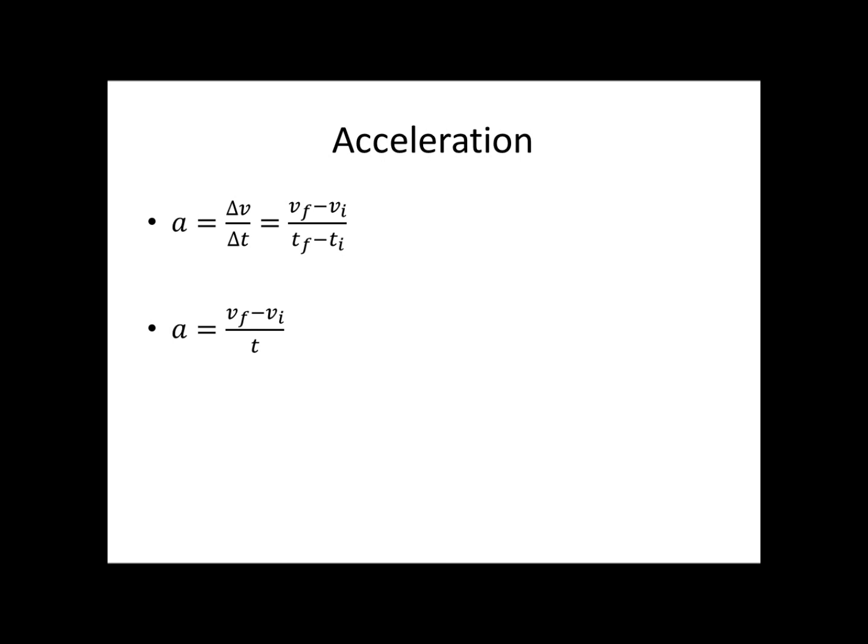Now, first of all, you should already know that acceleration is equal to the change in velocity over the change in time. So that's Vf minus Vi divided by time final minus time initial. Now, a lot of times we don't really talk about time final or time initial. We just talk about the time that's elapsed. So quite often you'll see this equation is just a equals Vf minus Vi over t, where that time is a time interval instead of a final and initial time.